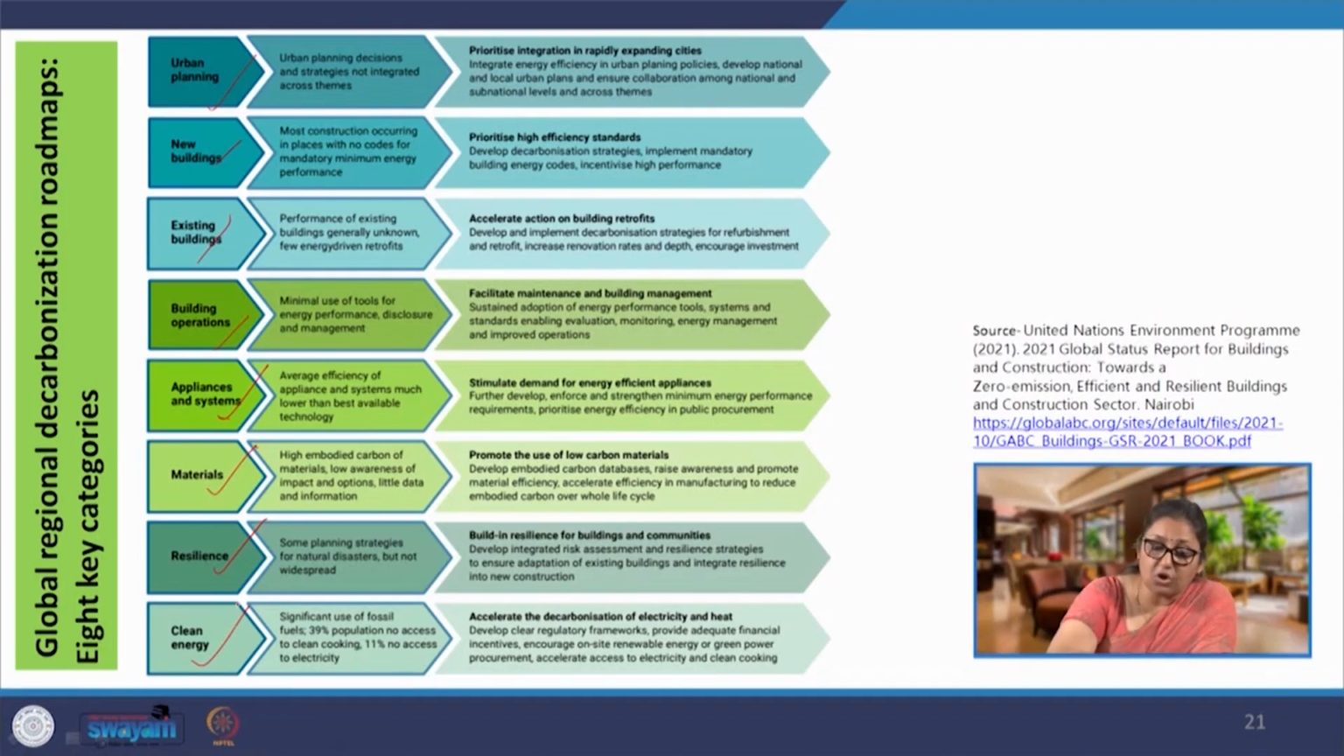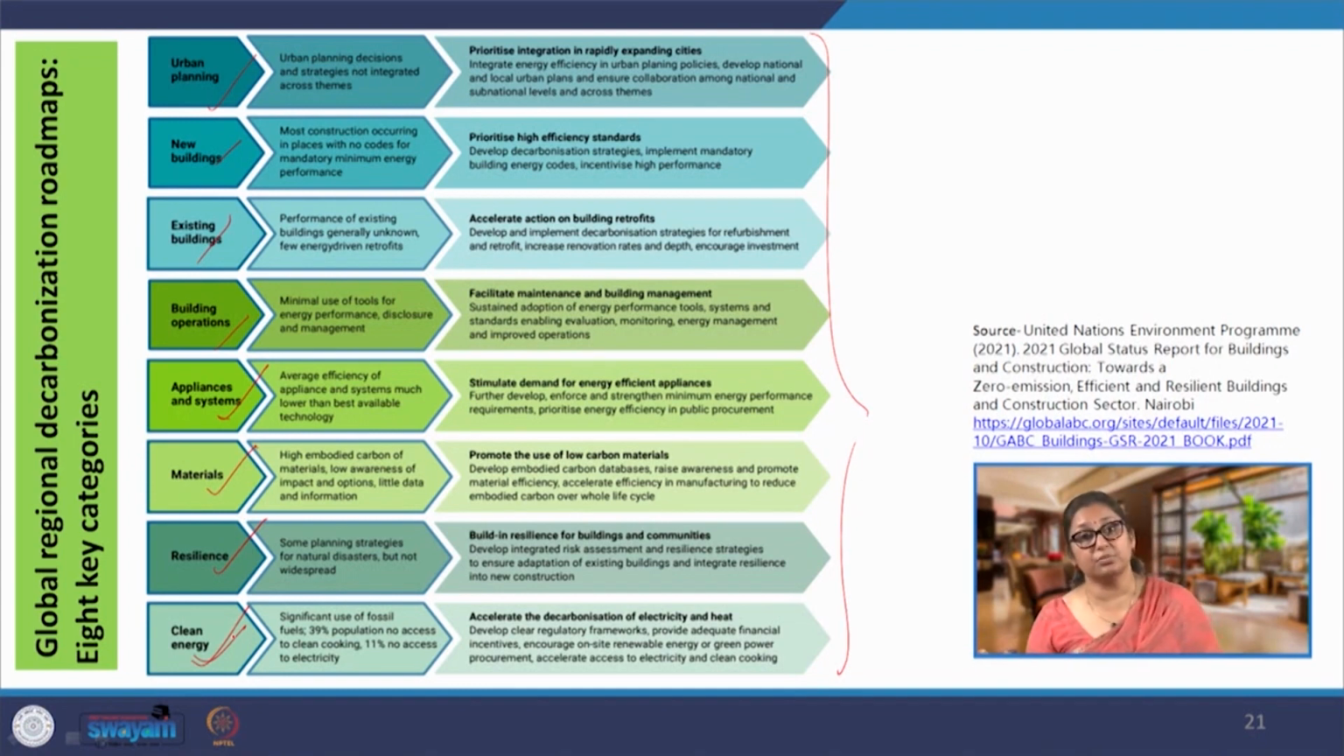So, if we look at all these, how can we bring it closer to net zero emission? We can do it by doing all this that we are mentioning here. For example, if we are talking about clean energy, we have to accelerate the decarbonization of energy and heat. So, we have to depend more and more on renewable sources of energy. We have to use more and more of sun, hydro, wind, all these sources, and we have to decarbonize the electricity and heat that goes into the buildings.